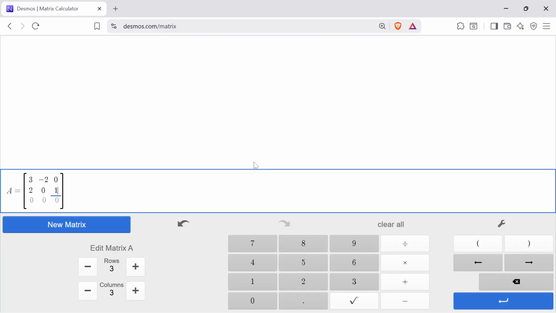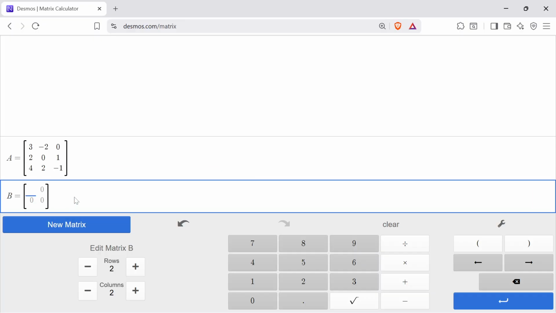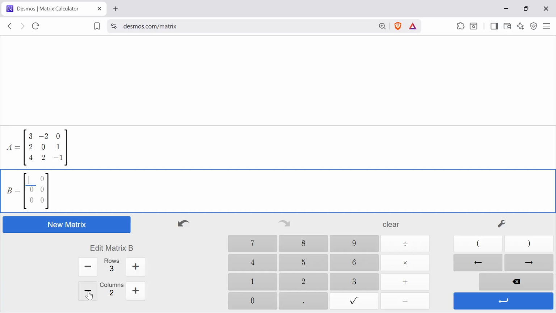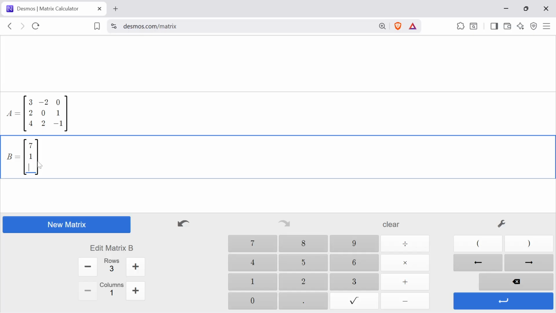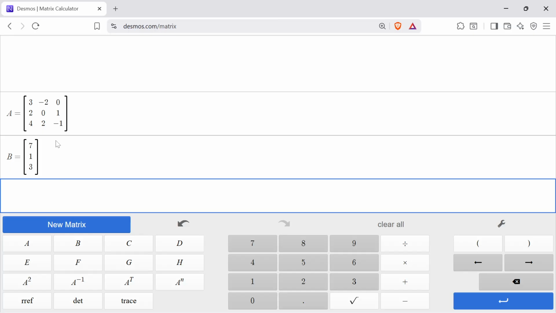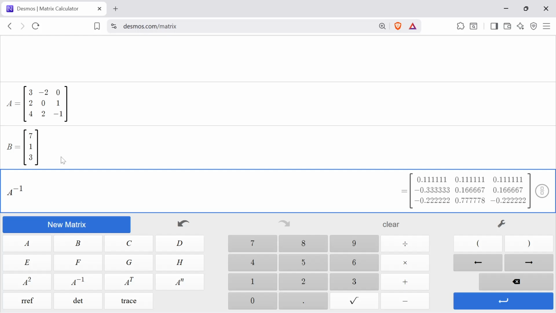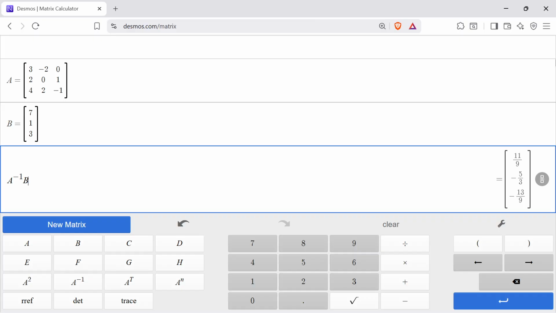2, 0, 1, and this is 4, 2, negative 1, and then a new matrix. And for the new matrix, I have 3 rows and 1 column, and all I'm going to use is this answer, 7, 1, 3. Now I'm going to want to do operations. So I'm going to do the inverse of A times B, and the answer I get is that, and those are the answers. So a is 11 ninths, b is negative 5 thirds, and c is negative 13 ninths. And that would be the answer.